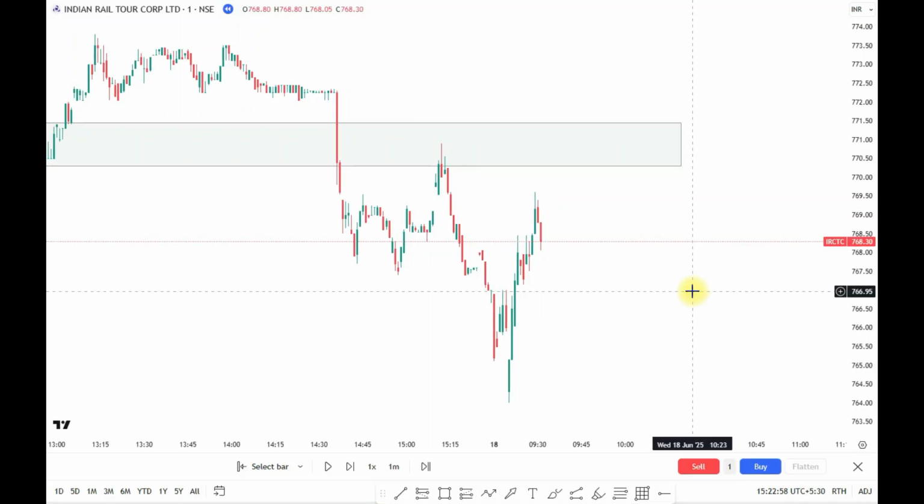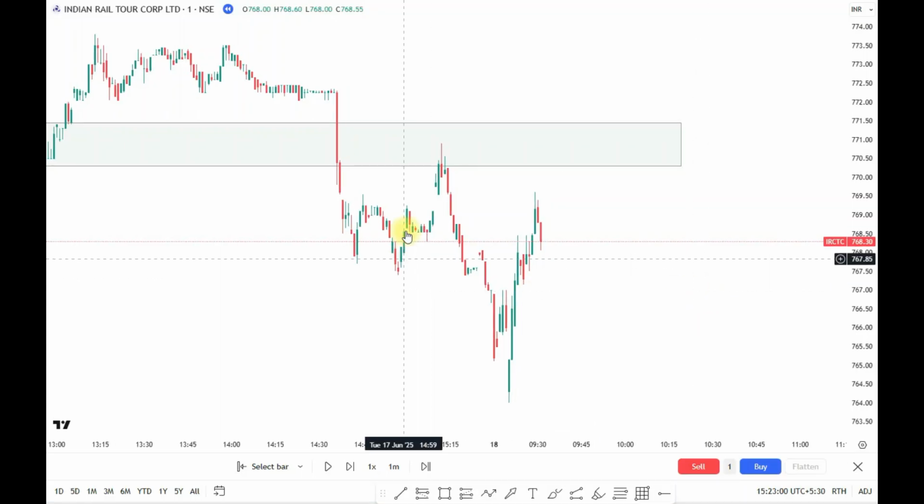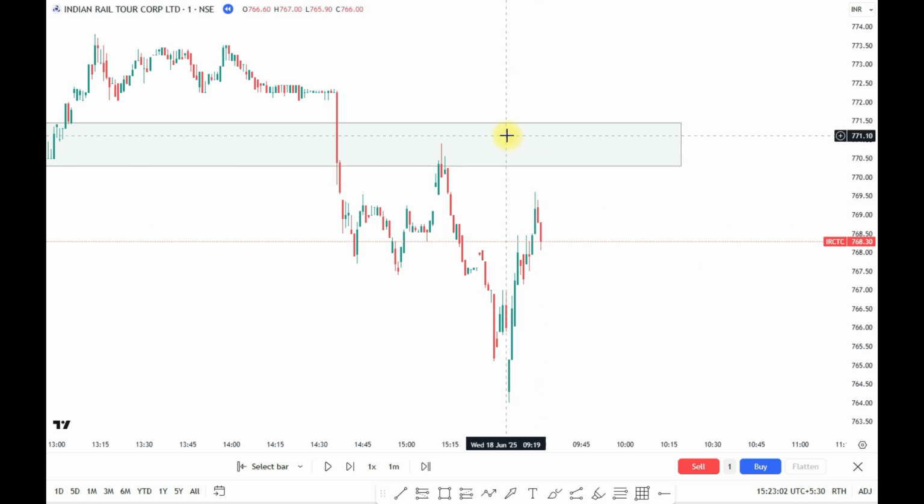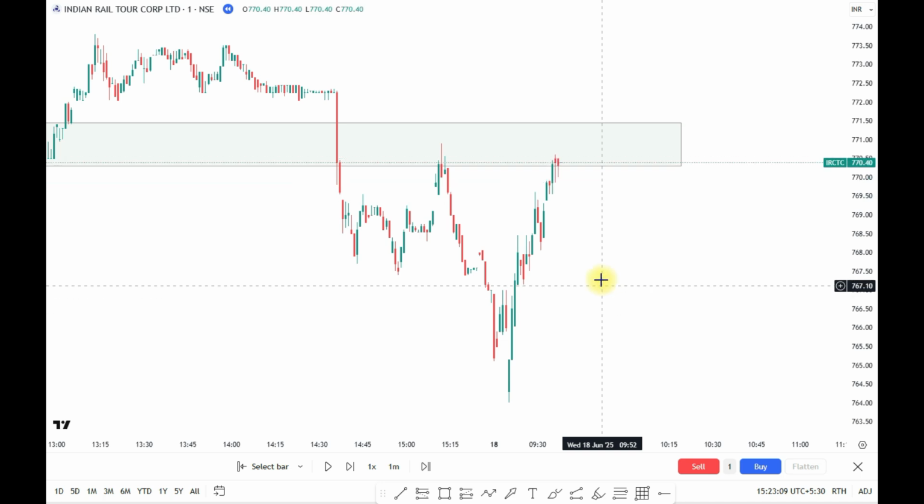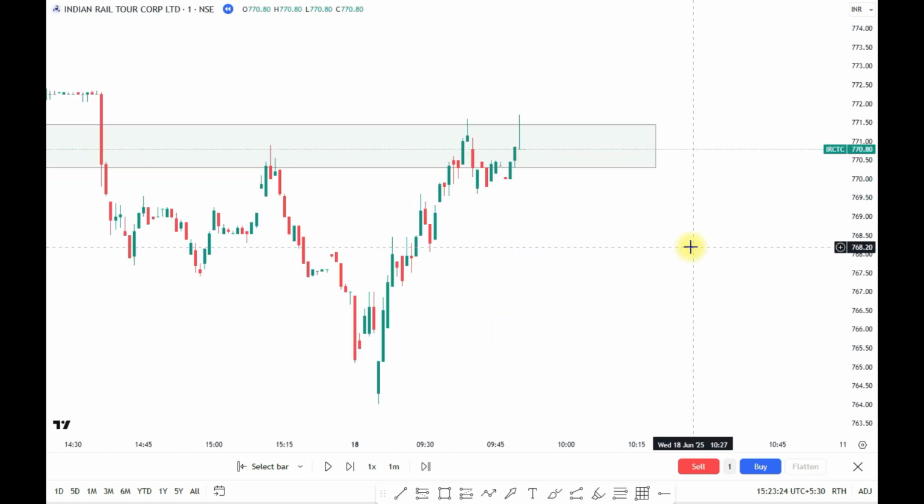Let us now look at the Gravestone Doji in the chart. As you can see on the screen, we have built a resistance. Now let's see through the replay. Gravestone Doji is formed when the market comes to our resistance zone, as you can see. Now we have to wait for the confirmation.